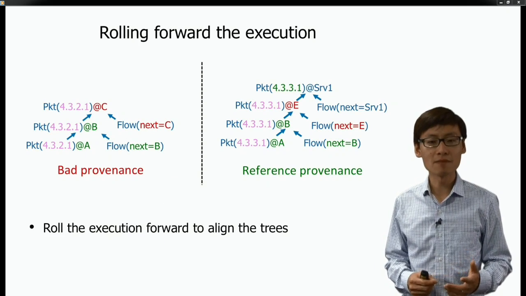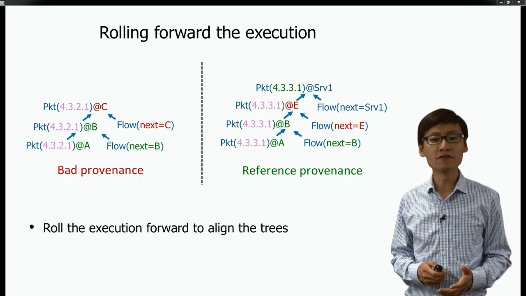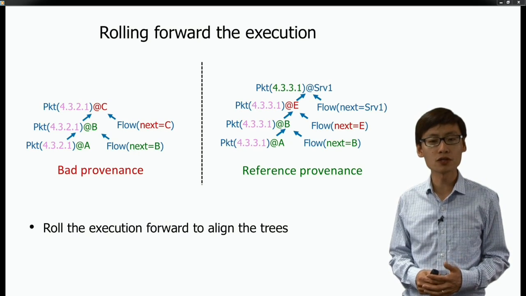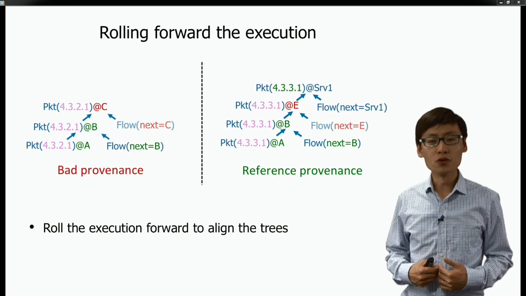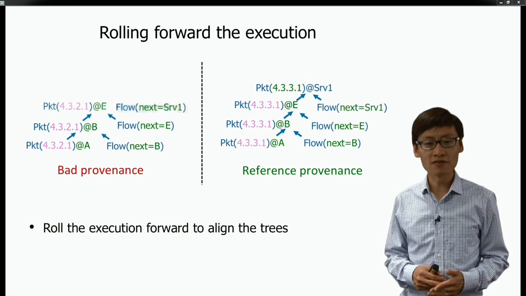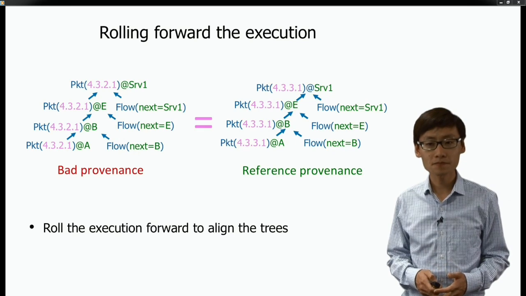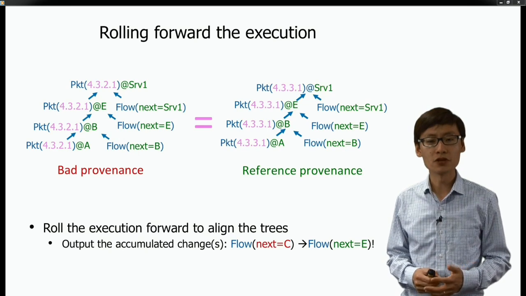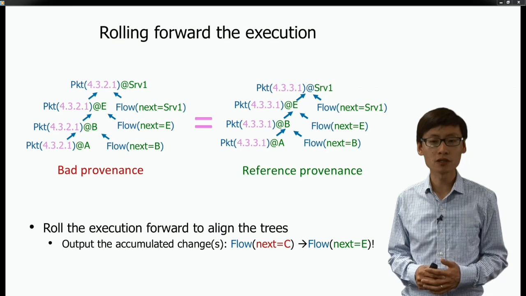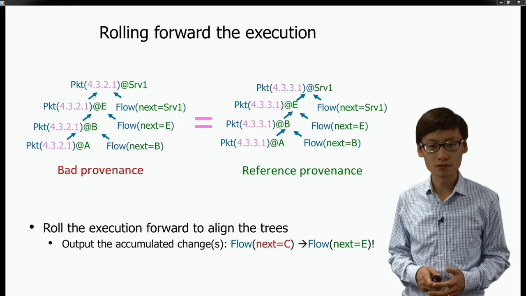In our previous example, after replacing the faulty fluent tree with the correct version, we would then roll forward the execution and find that the packets are now received by the same next hop. And we would output the accumulated changes, which is a change to the fluent tree, as the result.